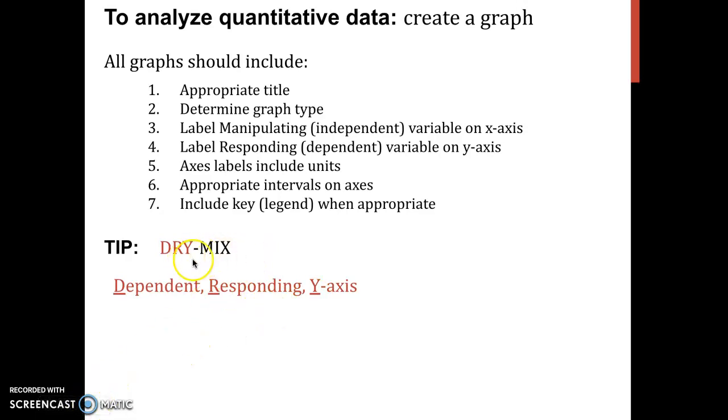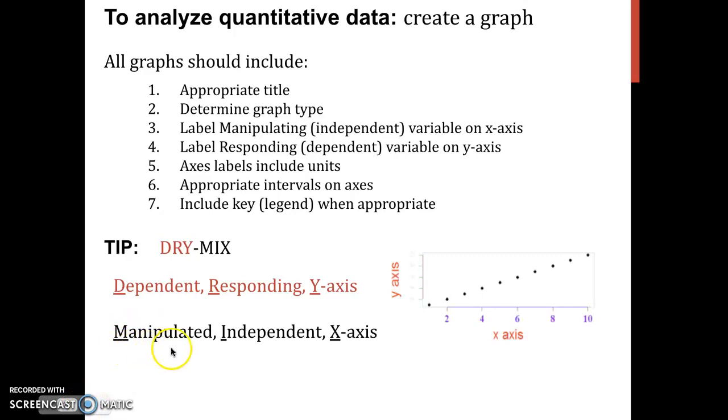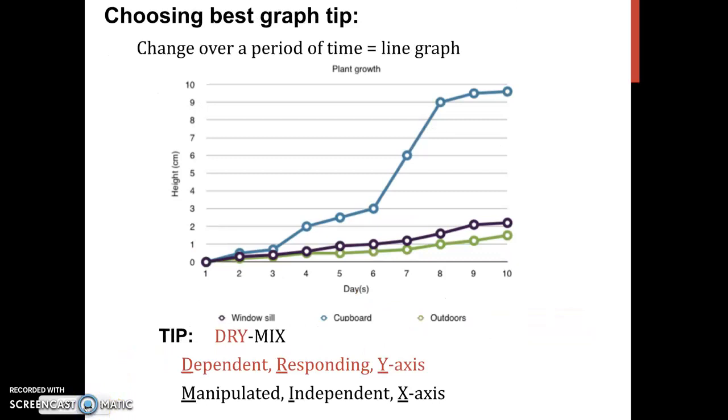Versus the mix part of this, the M in mix stands for what we're going to manipulate or change. That's our independent variable. That's where the I comes in, and your independent variable should always go on the x-axis. So if you look at this graph over here on the right, the x-axis is on the bottom, the y-axis is along the side. Independent variable always goes here. The dependent variable goes on the vertical axis.